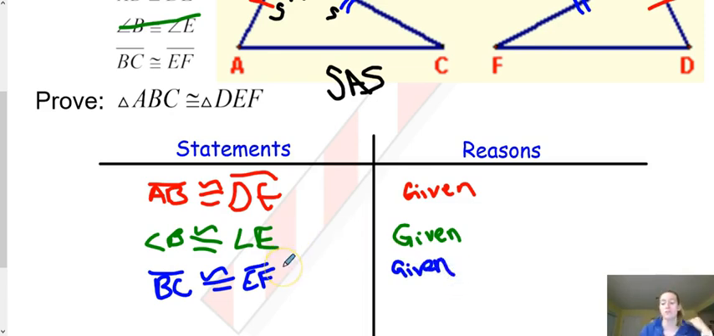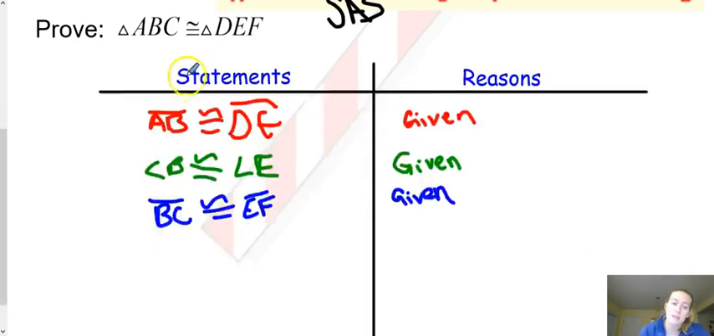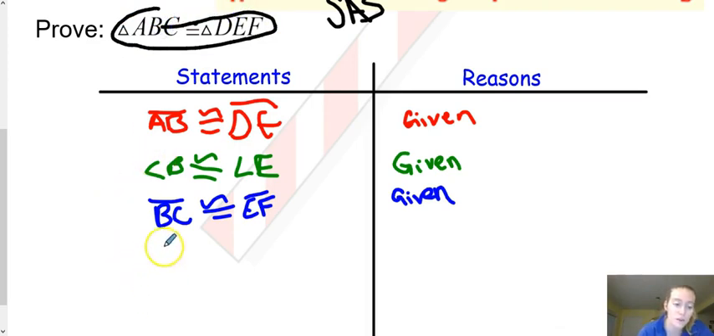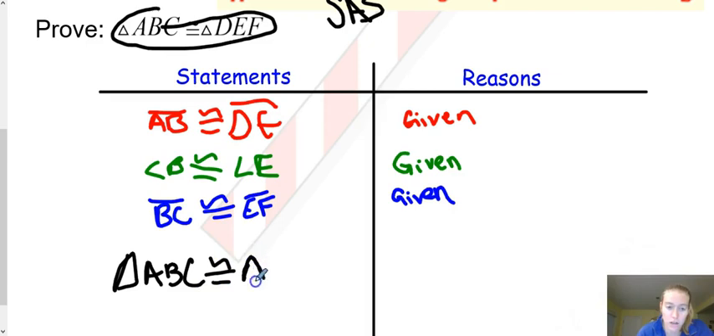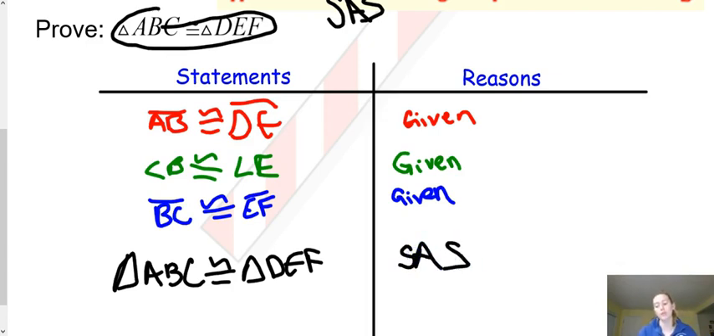All right, so I've used all 3 of my givens. And the last part of my statement is always going to be what they told us to prove. So I'm going to write down here, triangle ABC is congruent to triangle DEF. And the reason was because of SAS, right? Side, angle, side.